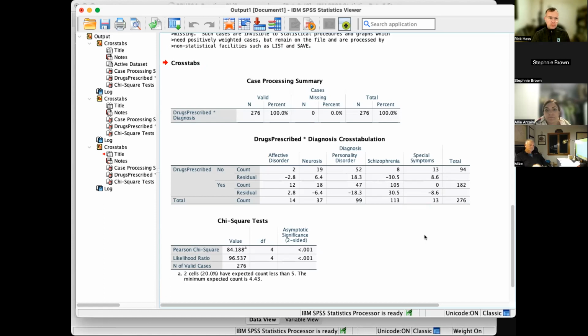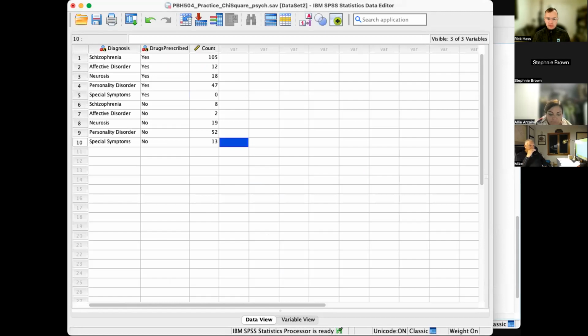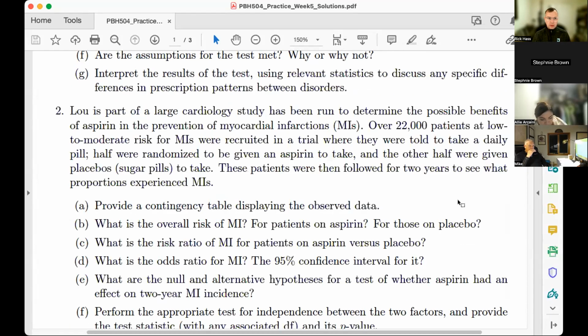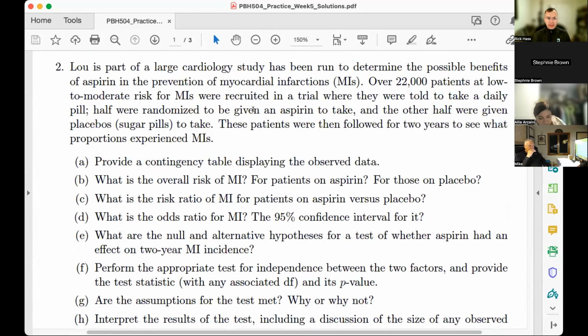All right. So now we'll do a quick odds ratio example and then call it a night. So back to Lou again. We'll hear a lot about Lou and his study of myocardial infarctions and heart attacks. A very large trial. I think this is real data. It's a famous data set.